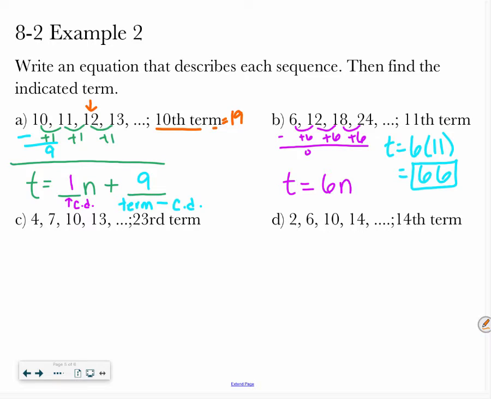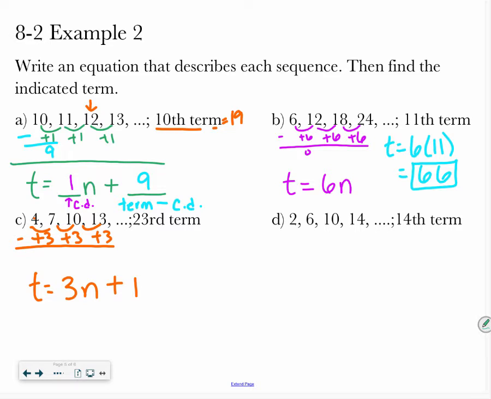We have a common difference. We have 4, 7, 10, 13. So I see I am going up by 3 each time. So I'm going to have t equals 3n. From there, remember, you subtract the first term. So I have 4 minus 3. So I'm going to say plus 1.